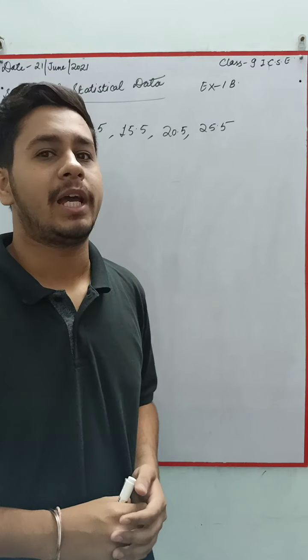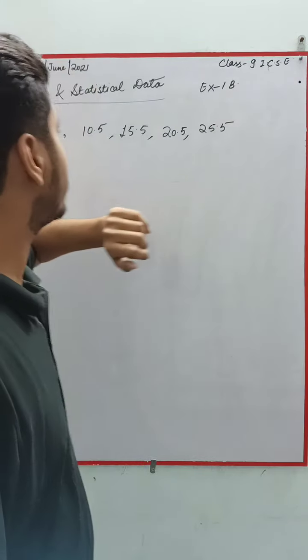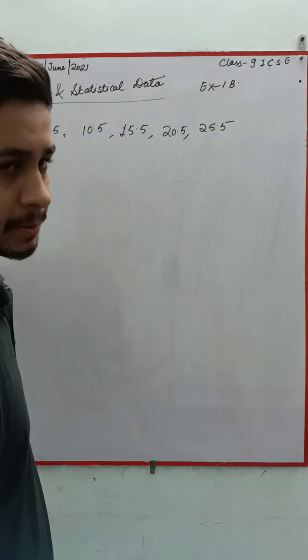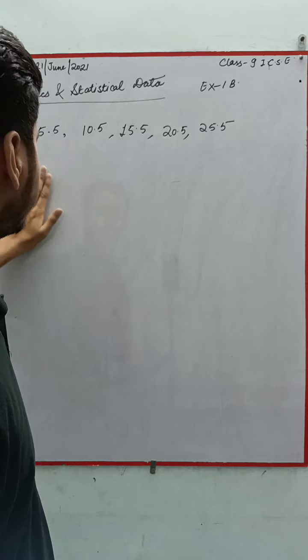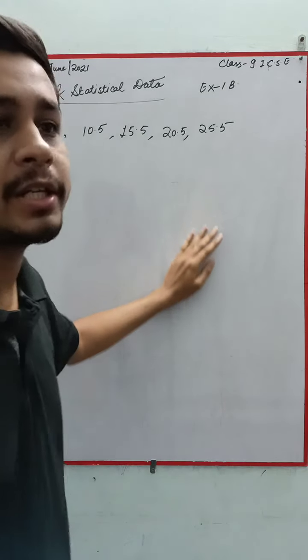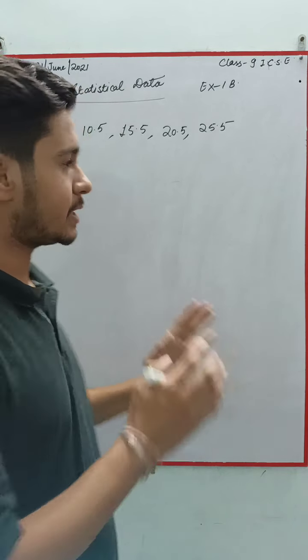In the last class we started exercise 1B. Now we are going to start from question number 8B1. In this question we are given the class marks, and we need to find the class intervals, the overlapping class intervals. So let's get started.